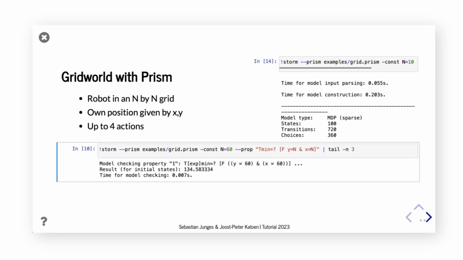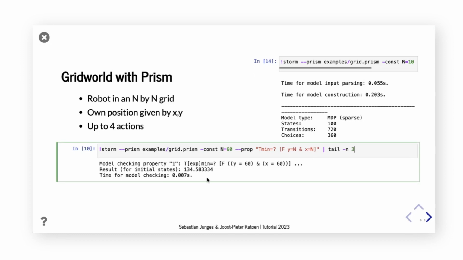Now we want to understand maybe a model checking question. So what do we want to do? We want to find a policy or a controller, a scheduler, whatever name you want to give to this, that minimizes the time until we eventually reach the corner where y and x are both n.